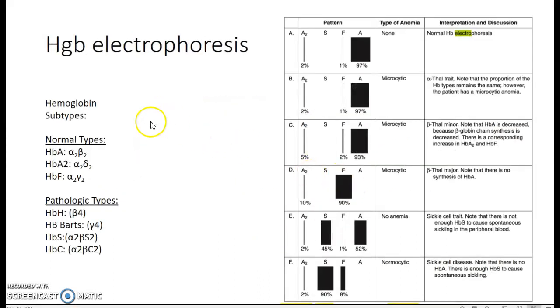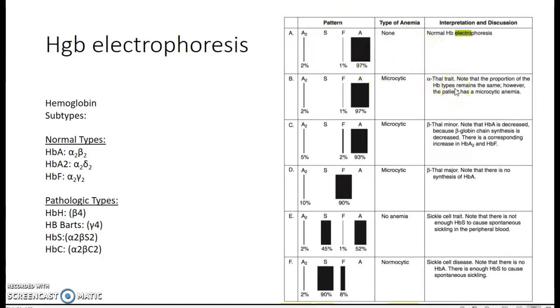So electrophoresis, briefly, you can see the types of hemoglobin: normal hemoglobin, alpha, beta. A2 is the delta chain, which, remember, is made at a low level throughout adulthood, and hemoglobin F, which is the gamma chains. So normal, you have 97, 1, and 2, just low levels of A2. That is the adult pattern here.